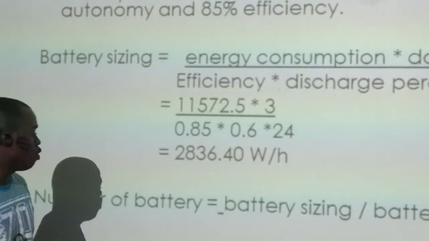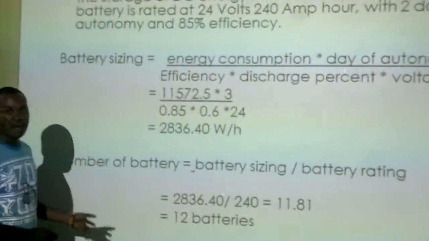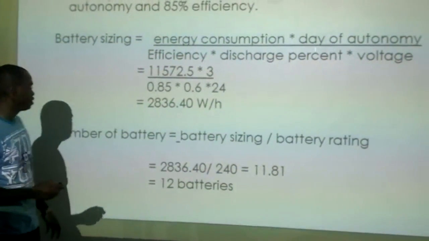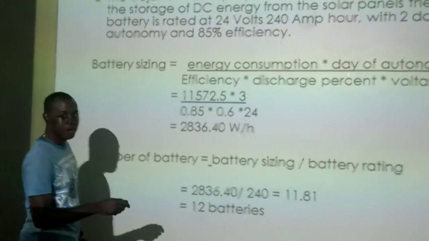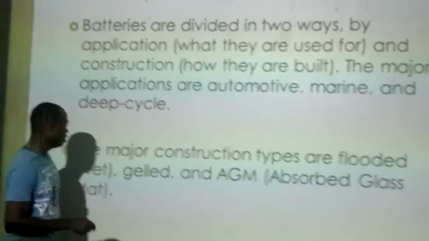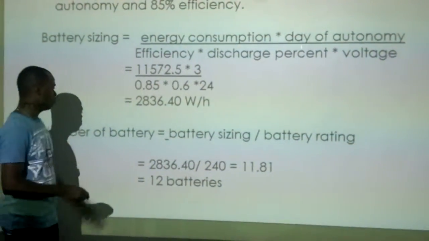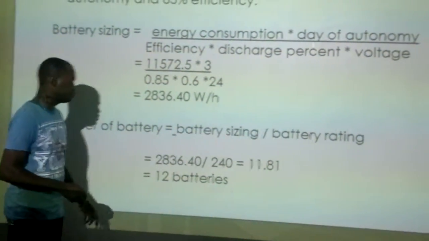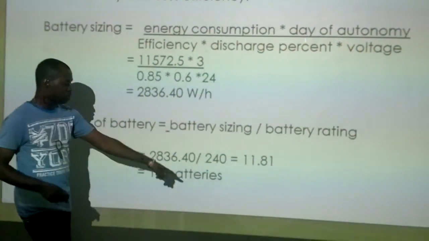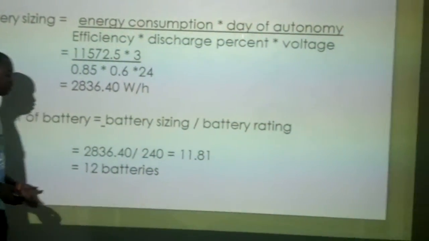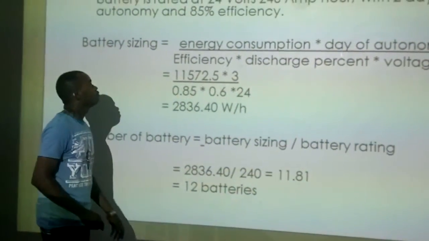2,836.4 watt hours. Now, how do we determine the number of batteries that we need to supply this energy for 3 days of autonomy? This is done by using the battery sizing divided by the battery rating. Our battery size was 2,836. We divided by the 240, and that gives us a value of 11.8. But we can't use 11.8 batteries, so we have to round this value up to 12 batteries.